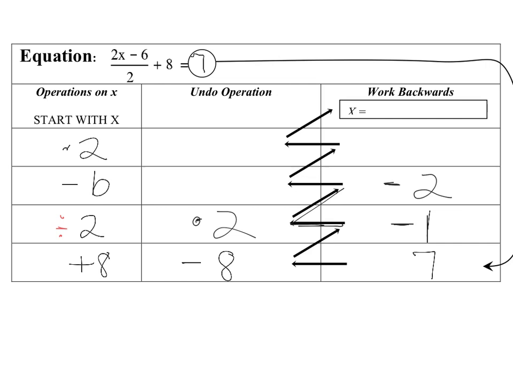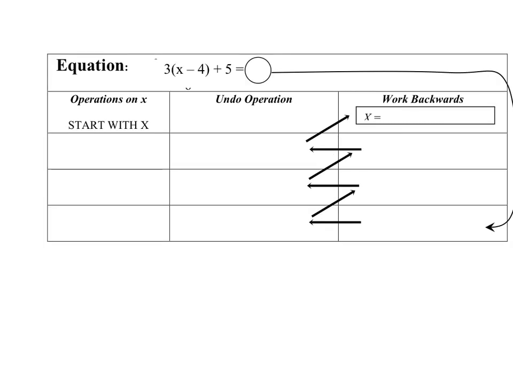Over here, the next step, I subtracted 6, so now I'm going to add 6 because that's the opposite. I'm going to take that -2, add 6, and I get 4. And then I'm going to do the opposite of multiply by 2. I'm going to divide by 2. And 4 divided by 2 gives me 2. Mr. Rocket, was that the number that you picked? Yep. Awesome.